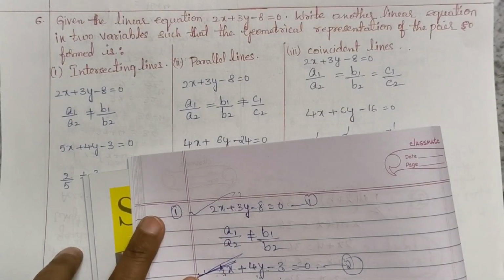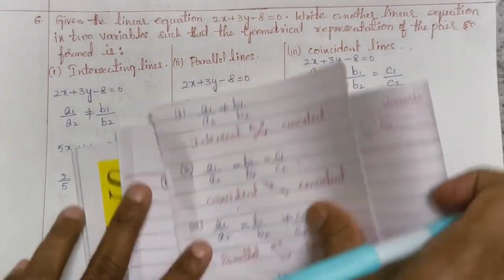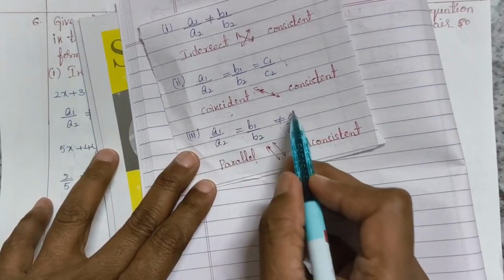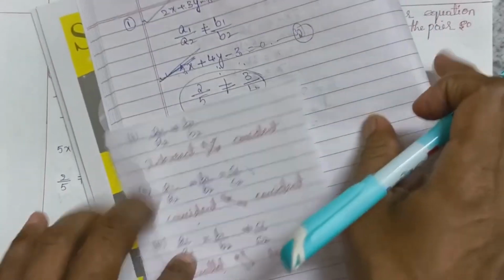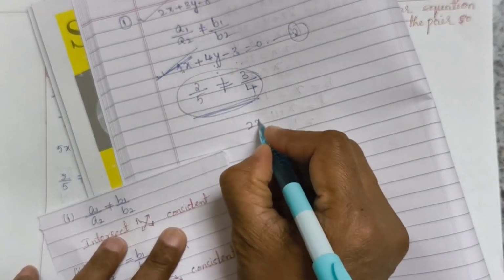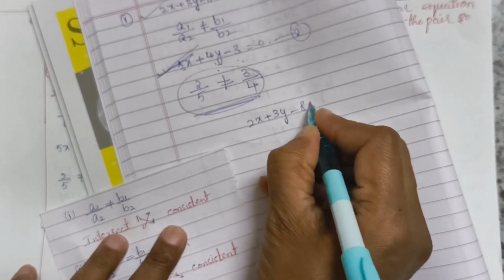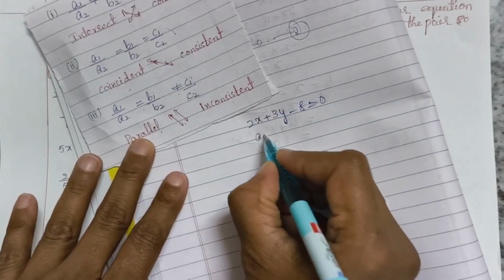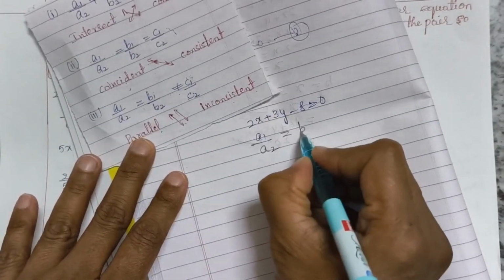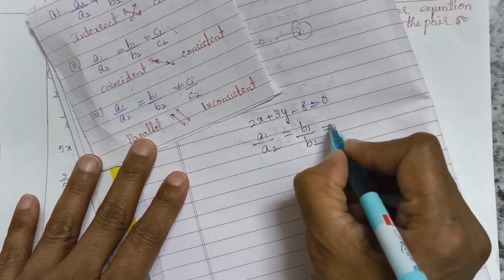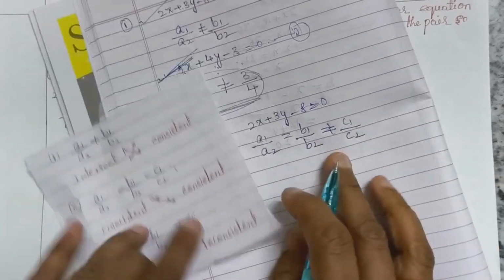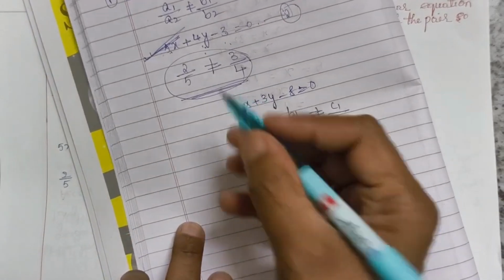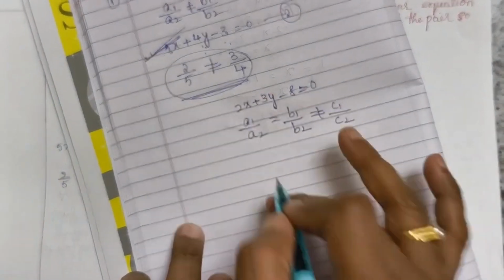Next question: parallel lines. What are parallel lines? Here the same question, I am writing: 2x + 3y - 8 = 0. What is the condition we want? Parallel lines means A1/A2 equal to B1/B2, but not equal to C1/C2. So these two you want equal. Equal means, here 2x is there, you take double. Double means double, not triple. Any number you take, but the same for both.